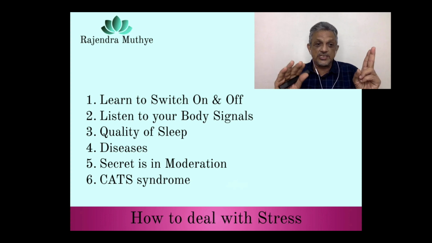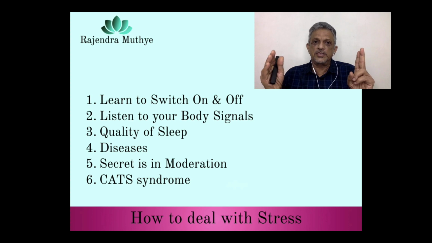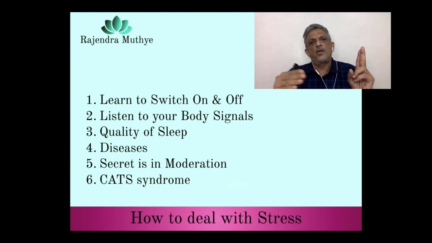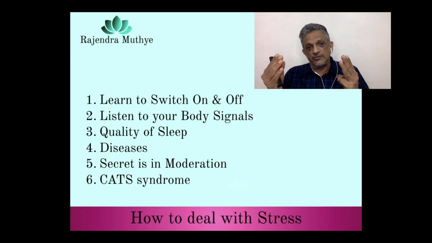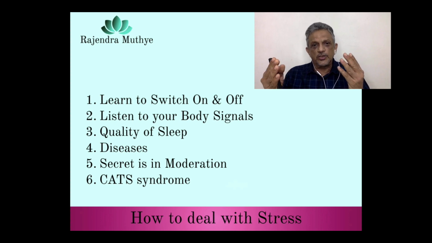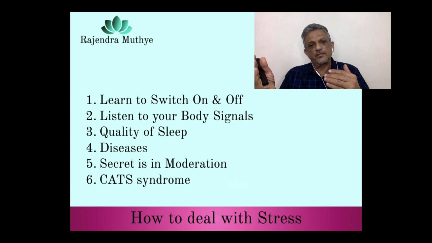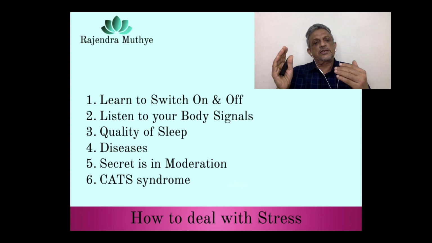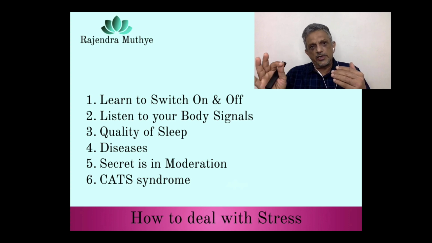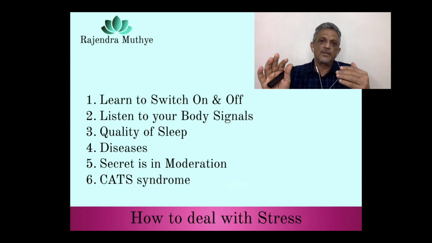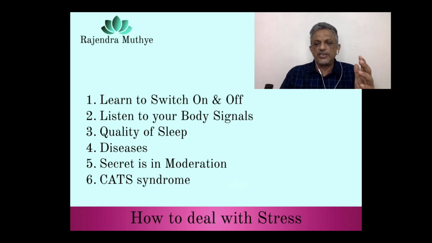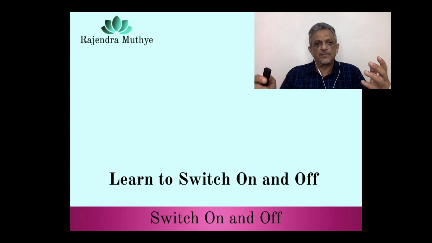Second is the exercise that we do. Learn to listen to your body signals. Critical. Third, quality of sleep. Fourth, I'm going to talk something about disease. What is disease? Understand that the secret of life is in moderation. What does moderation mean? And finally, what is the cat's syndrome? Let's look at each one of them in detail.